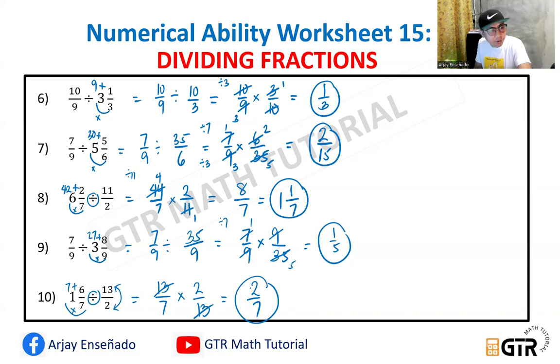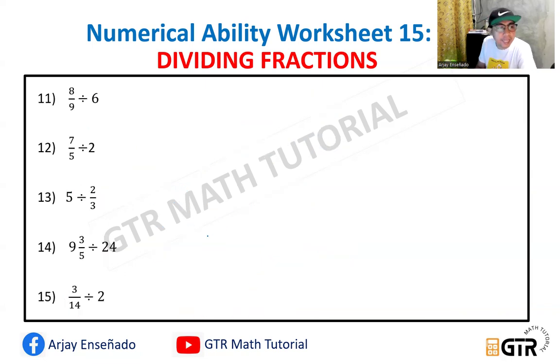Okay, so last set for letter A. So we have 11 to 15. So what if we have whole number? So same process, kapag whole number, pwede natin lagyan niya ng denominator. 8/9 divided by 6. So pwede natin yan lagyan ng over 1 para hindi nakakalito. Okay? So next, proceed na tayo sa process natin.